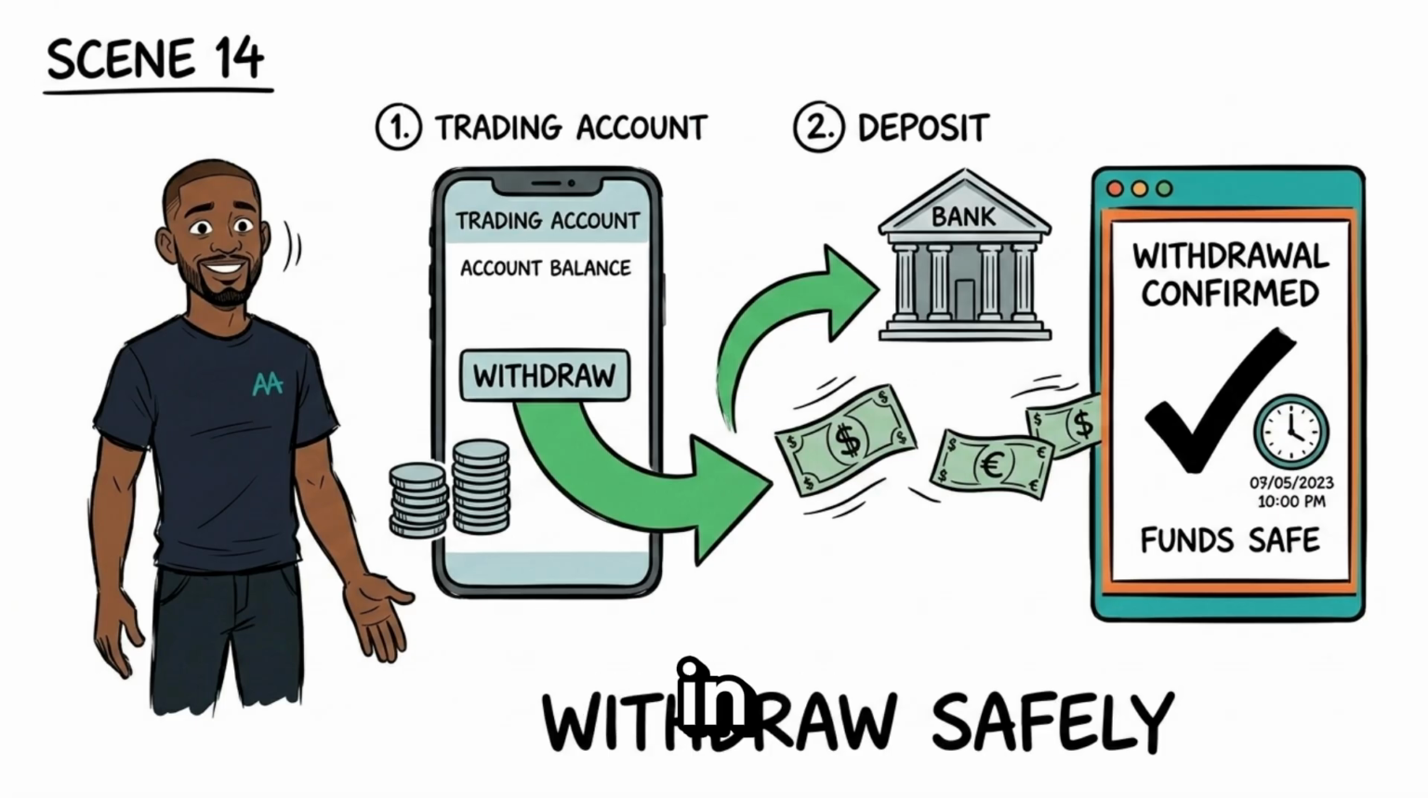Put money in with DP2P, take it out by DP2P. Fund by bank, withdraw to that same bank. Follow that one rule and you avoid 90% of the problems people cry about in the comments.